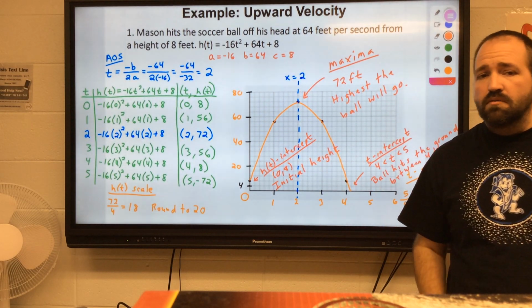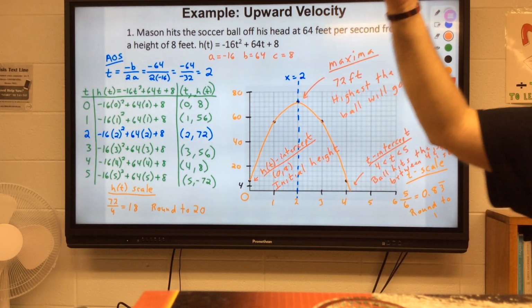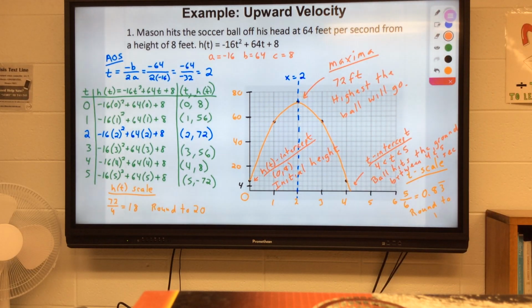Okay, eventually the ball is going to go up, and gravity's going to say, okay, it's time to come on back down, and then it's going to start falling down. Okay, and that happens at 72 feet here.